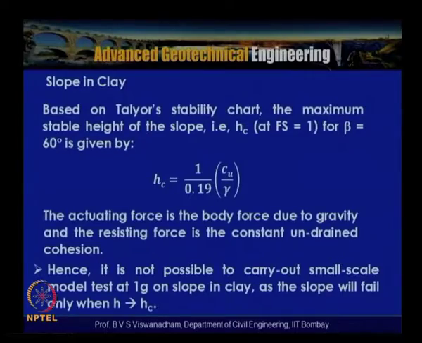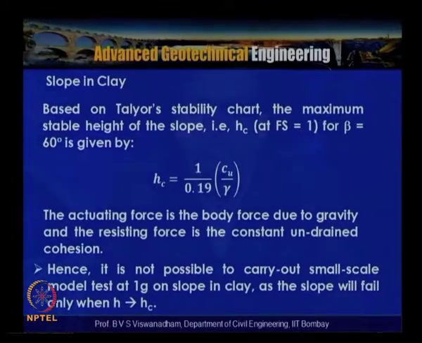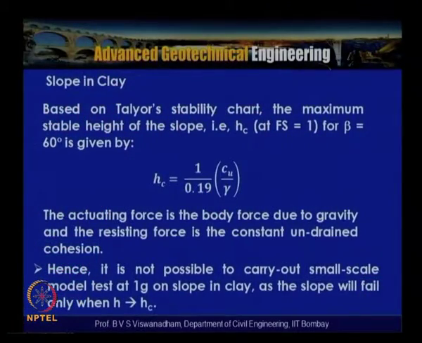Suppose you are having a model slope with hm as the model height, then the ratio of hc by hm will be very high, which will ensure that the factor of safety will be very high. So the actuating force is the body force due to gravity, and the resisting force is the constant undrained cohesion. So here it is not possible to carry out small scale model tests at 1G on slopes in clay, as the slope will fail only when h reaches hc.